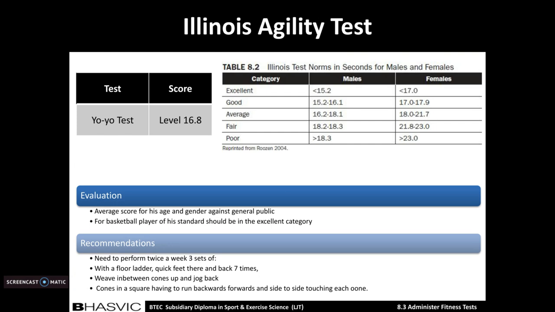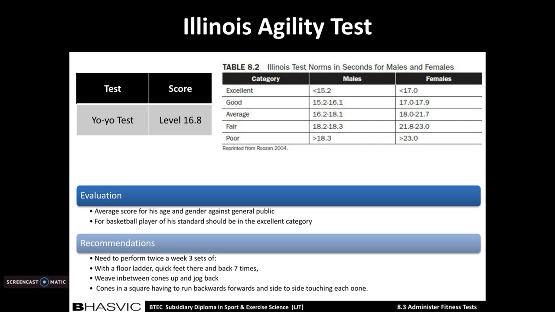To help him achieve this, I have come up with a routine to be completed at least twice a week to help improve his agility. It consists of 3 sets with a floor ladder, quick feet to the end and back 7 times, weaving in and out of cones and jogging back 7 times, and having cones set out in a square and one in the middle, and run back and forwards side to side, touching each cone 7 times.